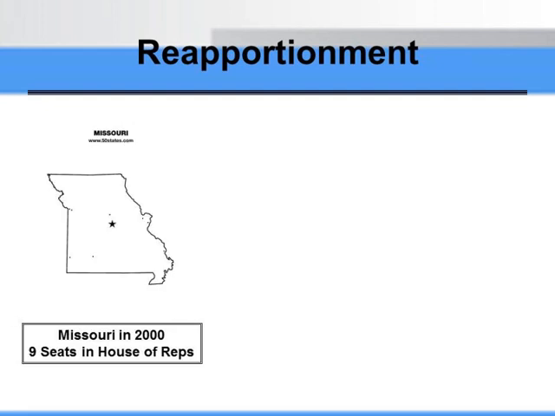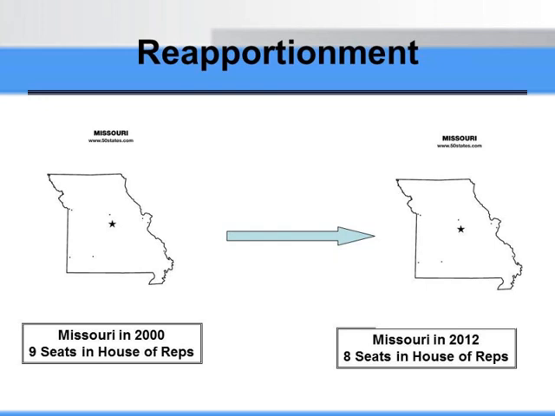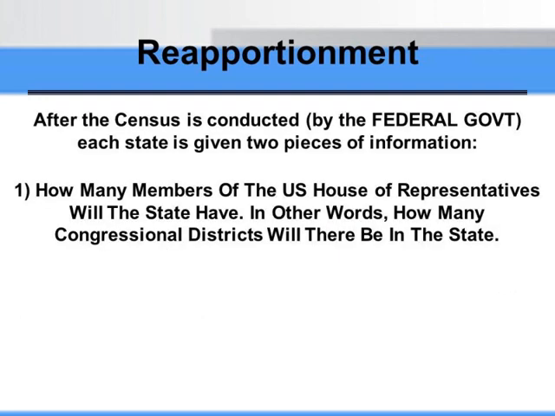And let's take a look at this a little bit closer to home. In 2000, Missouri had 9 seats in the United States House of Representatives. But when we counted the population in 2012, it turns out that Missouri's population grew slower than many other states in the United States. So we lost a seat in the United States House of Representatives. Right now, we only have 8 seats. So reapportionment, again, is the process by which the federal government, and remember this, the federal government conducts the census, and it's the federal government that reapportions the seats.